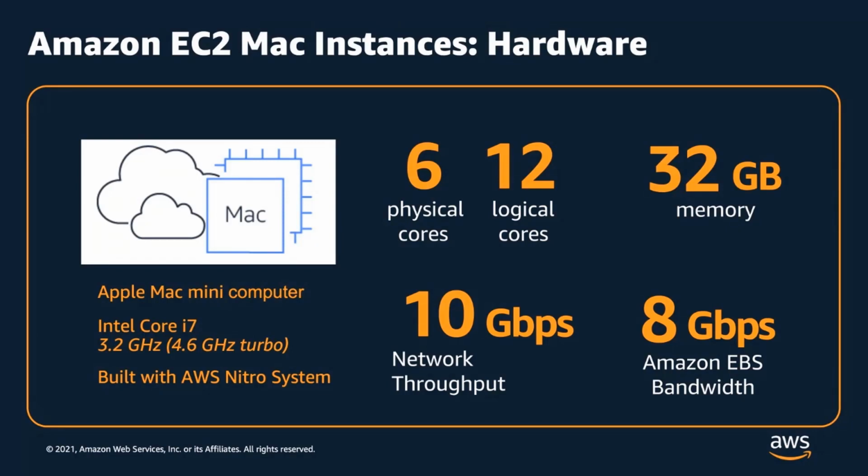And in the same way, the Nitro card is providing networking. It's as if you connected a NIC to one of the Thunderbolt ports, and that gives you the 10 gigabits per second of network throughput. But the more important thing, like Manish mentioned, is that it gives you the capability to be part of a VPC, the virtual private cloud. You can configure security groups and various other network ACLs and make your instance truly secure.